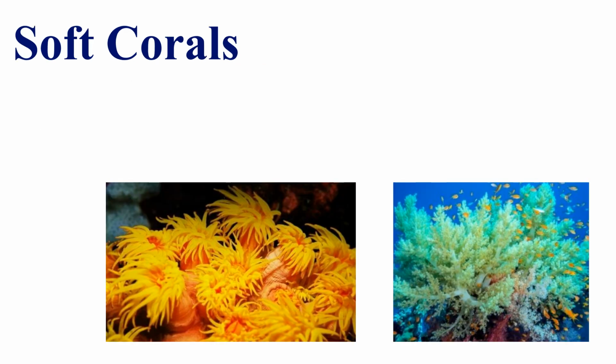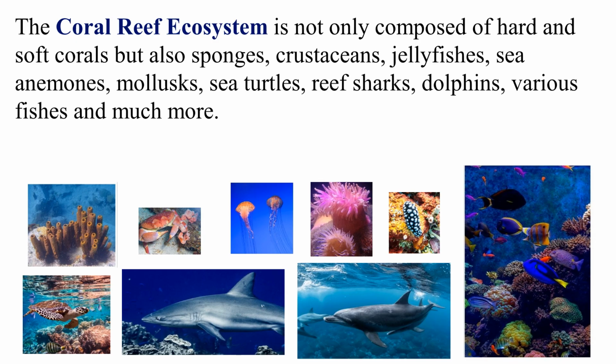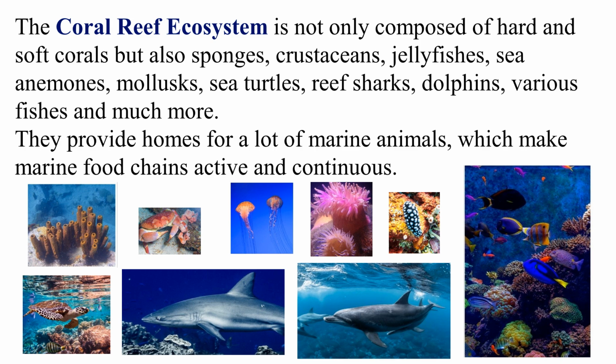Soft corals. These are colonies of polyps, also called octocorals because their polyps are made up of 8 feathery tentacles. The coral reef ecosystem is not only composed of hard and soft corals, but also sponges, crustaceans, jellyfishes, sea anemones, mollusks, sea turtles, reef sharks, dolphins, various fishes, and much more. They provide homes for a lot of marine animals which make marine food chains active and continuous.